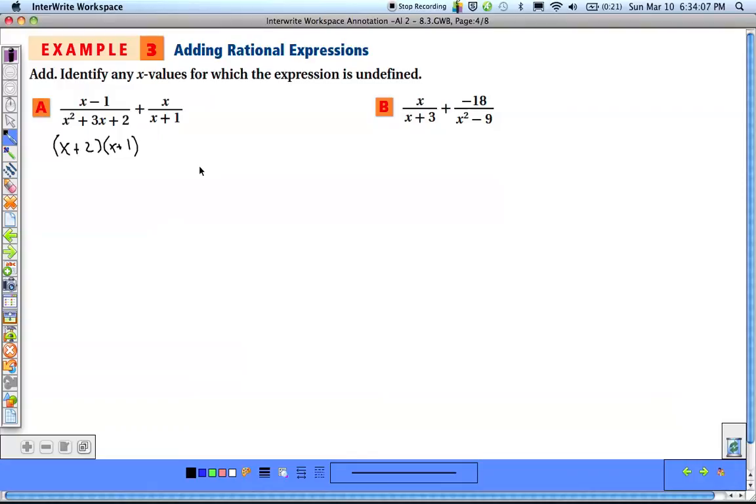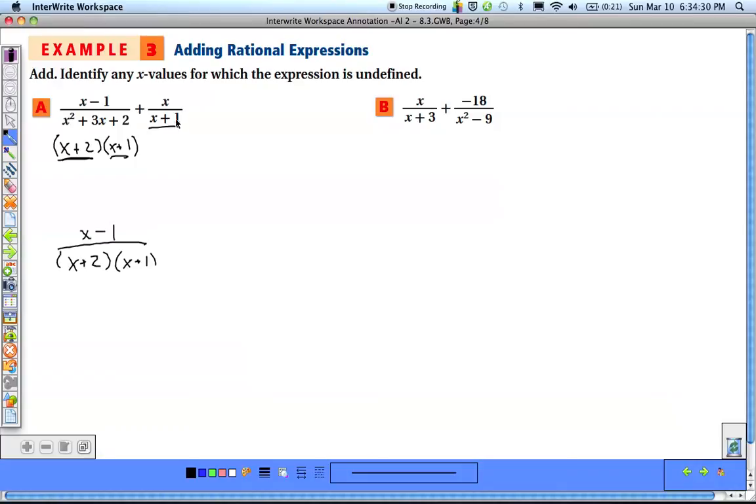Well, if we take a look between the first denominator and the second denominator, they both have an x plus 1 in them. So we don't really have to worry about that. But for both of them, we have to have an x plus 2. So really, this denominator is our least common denominator, the x plus 2, x plus 1. That means that we don't need to change around this first fraction at all. It's just going to remain x minus 1 up top.